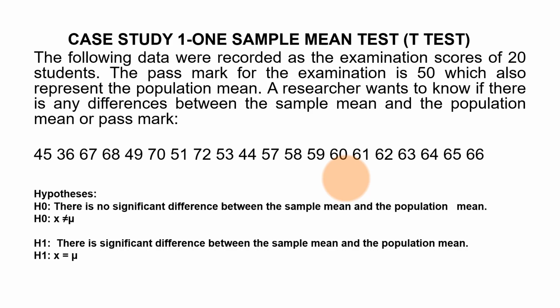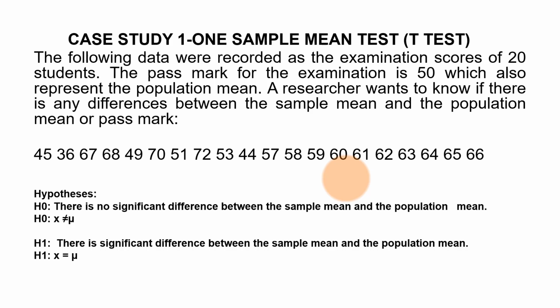The following data were recorded as the examination scores of 20 students. We already have 20 students. The pass mark of the examination is 50, which also represents the population mean. Like I said, there's going to be a specific value given to you, which you are going to use to compare with the sample mean. Don't forget that a t-test is to compare means of at least two populations. The research wants to know if there is any difference between the sample mean and the population mean, or the pass mark.